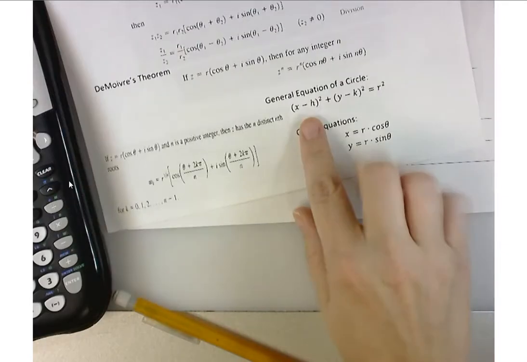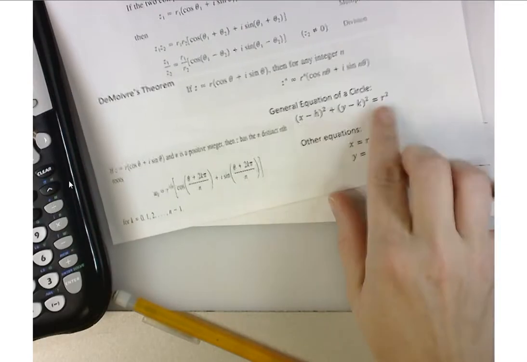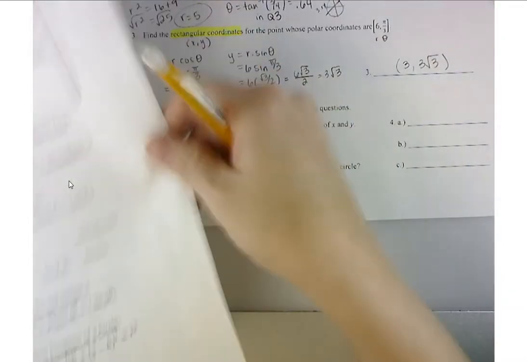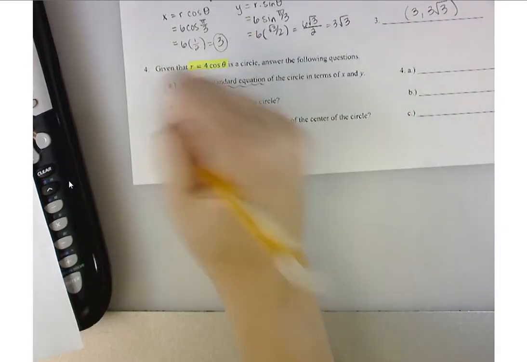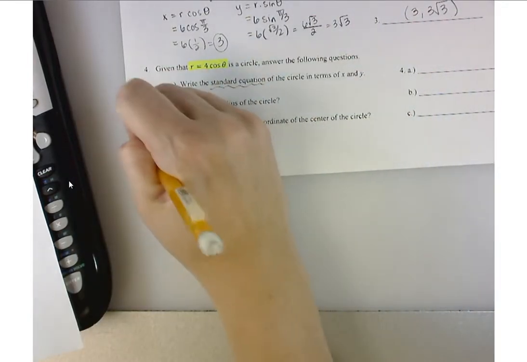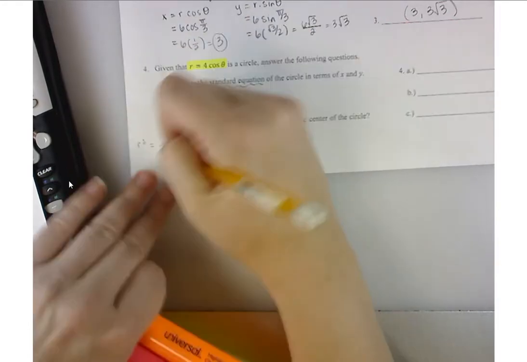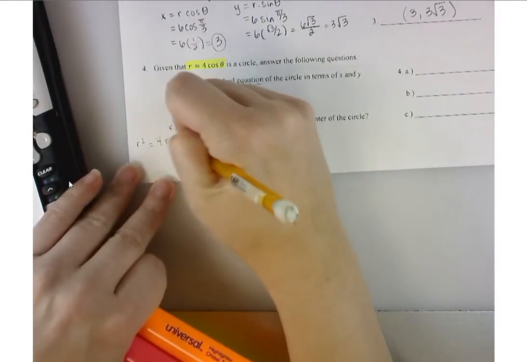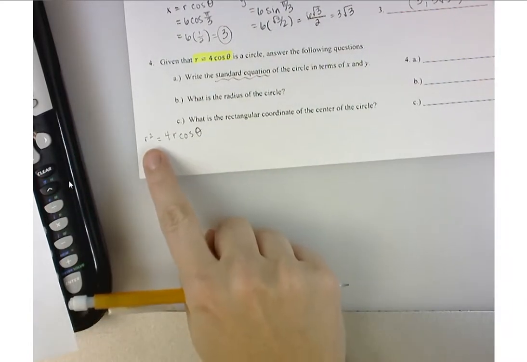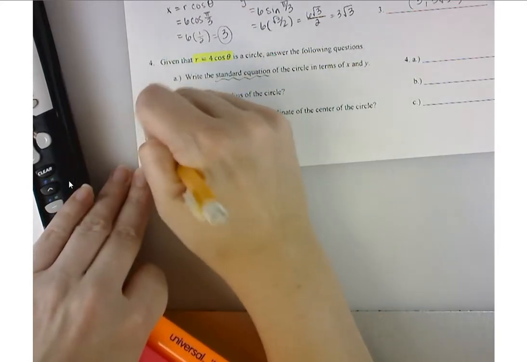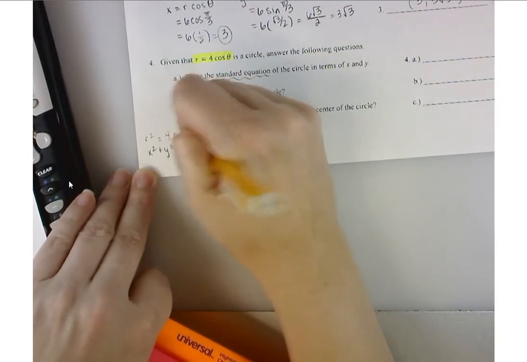You are going to have the general equation of the circle on your formula sheet as well, so you can use that to your advantage if you don't remember what it is. So the first thing I'm going to do is multiply both sides by r, which will give me r squared equals 4r times the cosine of theta. Now the reason why we do that is because we can substitute. What can I substitute in for r squared? X squared plus y squared.